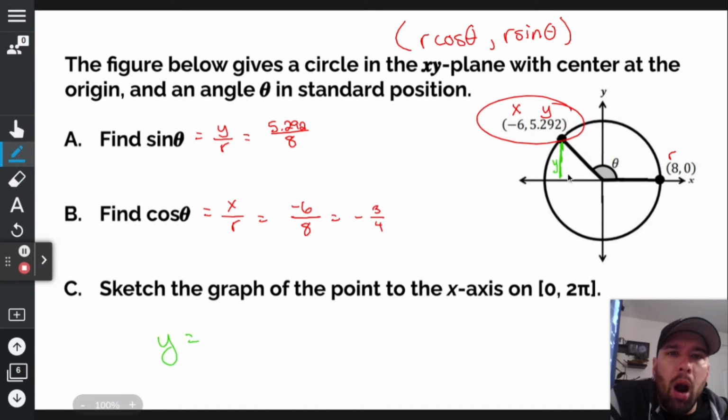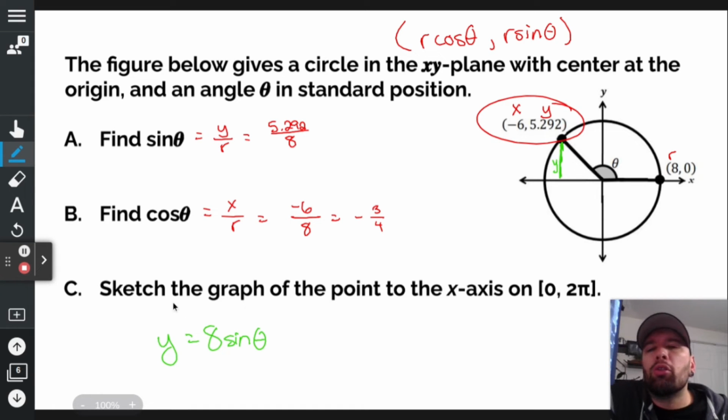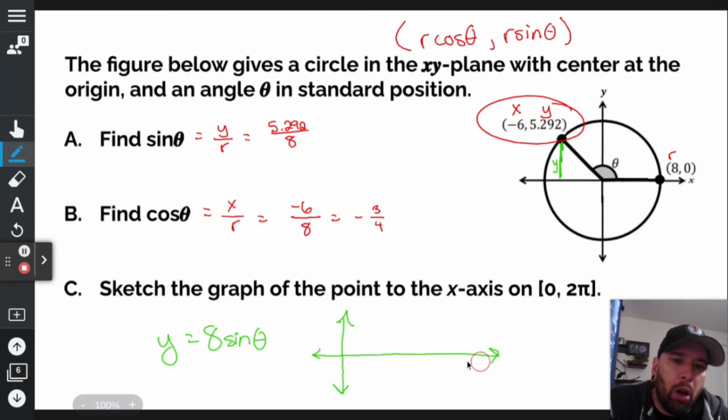Okay, so y is r sine theta. R is 8, sine theta. So I'm not necessarily talking about this point. I'm talking about the x-axis in general. So I'm asking you to sketch the graph of the point to the x-axis on 0 to pi, so basically sketch the graph y equals 8 sine theta. Really stupid question by me. I could have probably worded it a lot better, but I worded it this way because it's very similar to the wording on the test that you'll see.